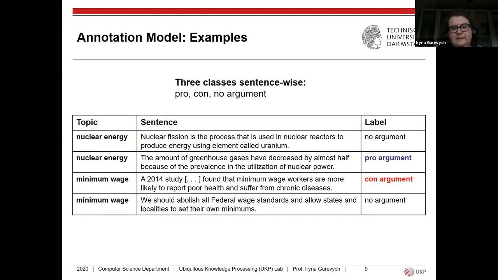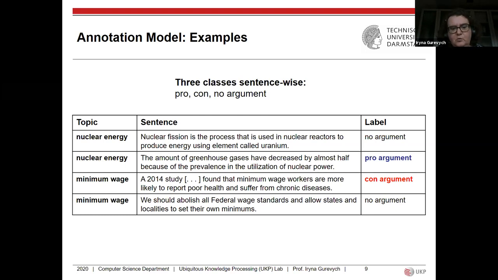This is an example how the scheme is applied in practice. For the topic nuclear energy, we have a sentence: nuclear fission is the process that is used in nuclear reactors, and so on. This is a definition. Because of this, we attach a label no argument. The second one is as follows: the amount of greenhouse gases have decreased by almost half because of the prevalence in the utilization of nuclear power. So this sentence includes a reason why nuclear energy is good. So we attach a label pro argument.